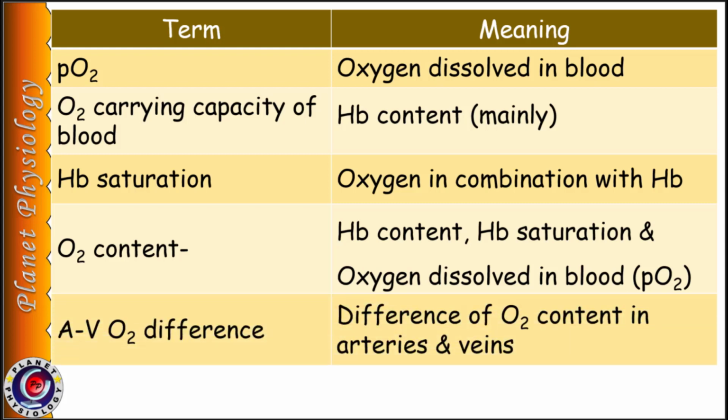Another term you should know is arteriovenous oxygen difference, which is abbreviated as AV oxygen difference. It means difference of oxygen content in the arteries and the veins. It indicates the amount of oxygen extracted by the tissues. Okay, with this background knowledge, let's start with the types of hypoxia.